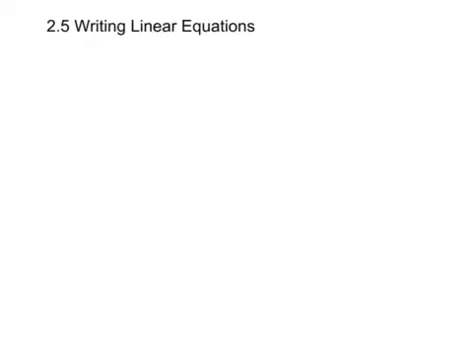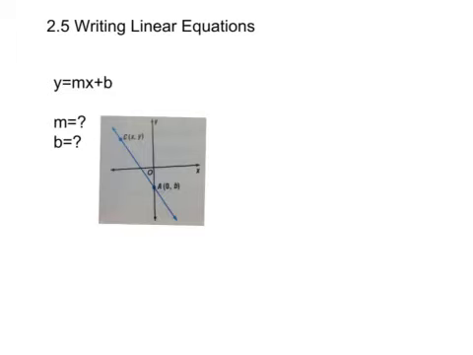a given equation. In lesson 2.2, we learned that if a function can be written in the form of y equals mx plus b, then it is a linear function. But what do the numbers m and b actually represent? If we look at this graph, we notice that the line passes through points A, 0b, and point C, xy. We notice that b is the y-intercept of line AC.